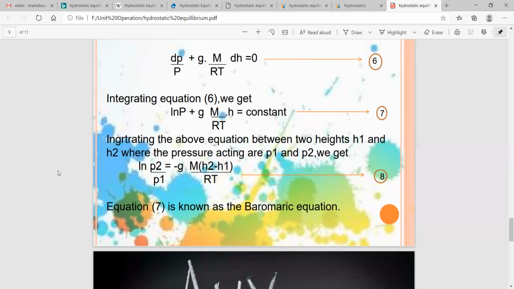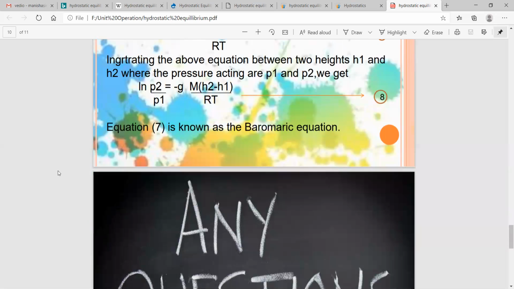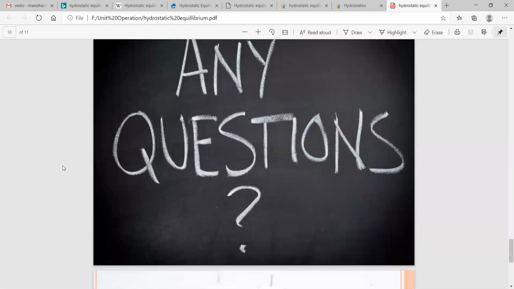Integrating the above equation between two heights H1 and H2, with pressures P1 and P2, we get ln P2 by P1 equal to minus gM times H2 minus H1 by RT. And this equation is known as the barometric equation.